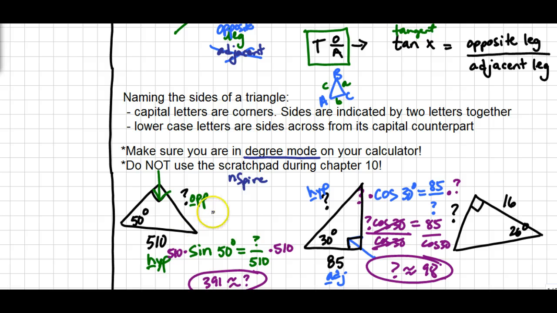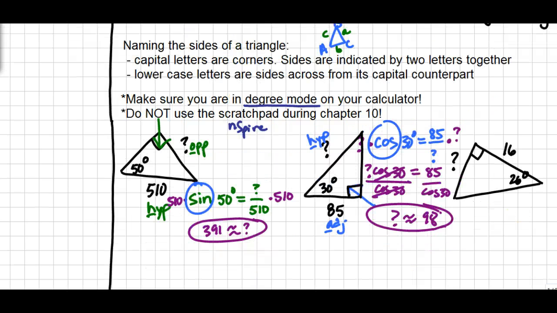Might be able to predict a little bit. We did a sine, we did a cosine. Probably a good guess here that we're going to get a tan problem, but let's make sure. So if we go ahead and set up what we have and start labeling everything, the 26 and the 16 are definitely adjacent to each other. 26 and this side are definitely across from each other or opposite of each other. So yeah, it looks like it will be a tan problem.